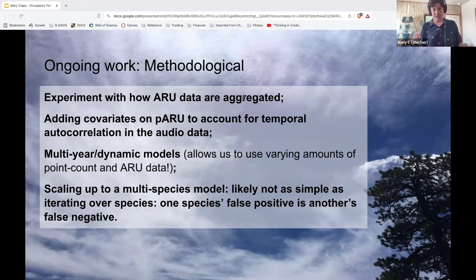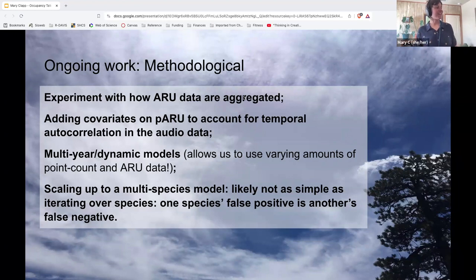We're expanding into multi-year models, similar to the one that I showed you with the point count only data. And the really cool part of this is that this model structure allows us to use varying amounts of point count and acoustic data. So for this site, like I said, we started out with a couple of years of only point count data. And then in our first year of ARU recordings, we weren't able to sample all the sites because we only had 8 or something. And then by the end of the study, every single point was covered by ARUs, and the model can handle these varying amounts. So this model is potentially really applicable to people who have long-term point count data sets but are interested in starting to incorporate ARU monitoring or transition into ARU monitoring.